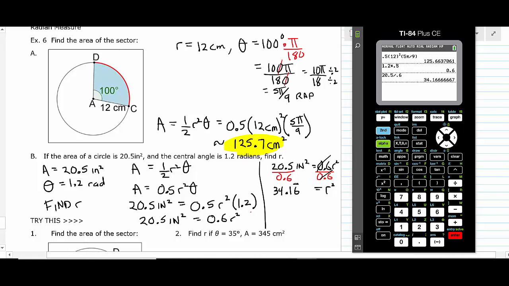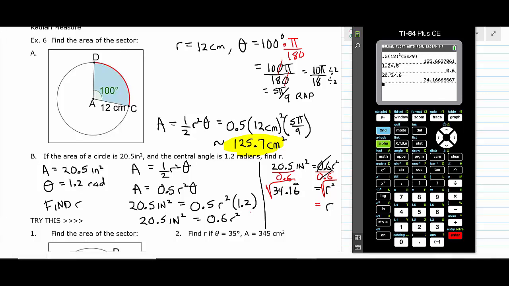Okay, now here's what I'm going to do. From your background, what do you do to both sides of this equation to make the r squared become r? Yeah, you do the square root of both sides. So the square root of something squared undoes the operation, just giving you r. Now I'm going to do the square root on this.